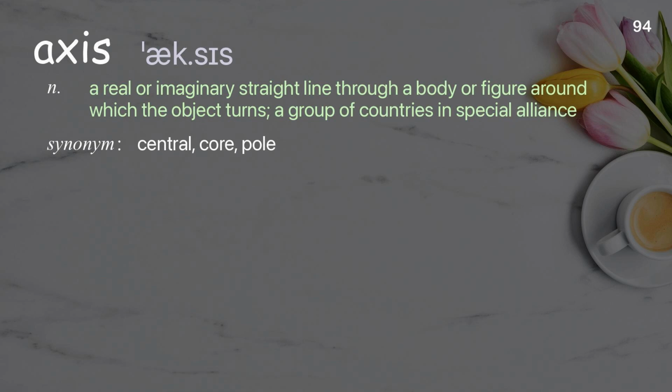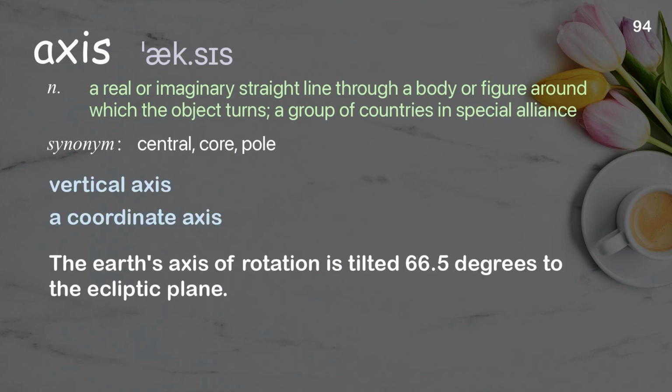Axis. A real or imaginary straight line through a body or figure around which the object turns, a group of countries in special alliance. Examples: Vertical axis. A coordinate axis. The Earth's axis of rotation is tilted 66.5 degrees to the ecliptic plane.